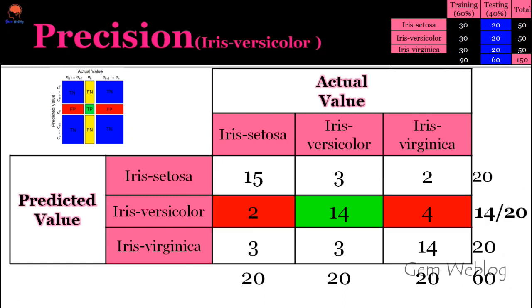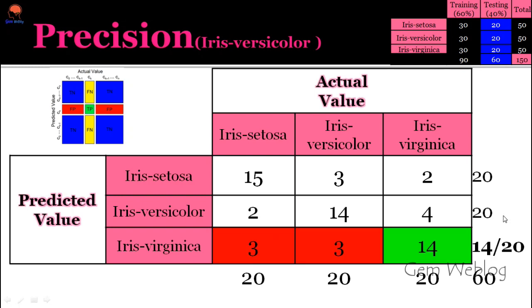Next we will calculate the precision for Iris Versicolor. 20 samples have been classified as Iris Versicolor. Out of these 20, 2 samples belong to Setosa, 14 samples belong to Versicolor, and 4 samples belong to Virginica. So the precision is 14 divided by 20.